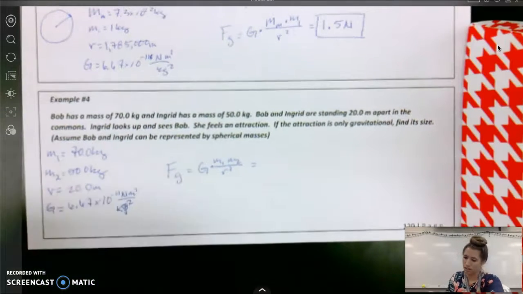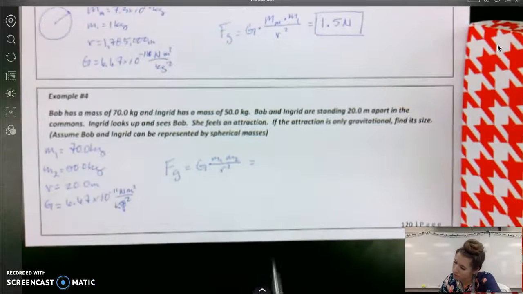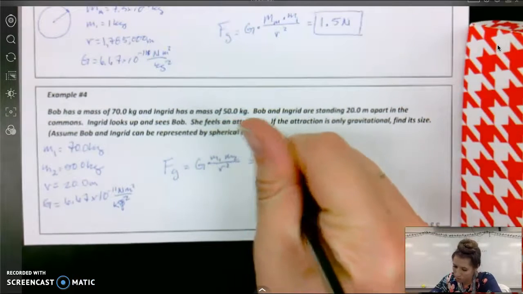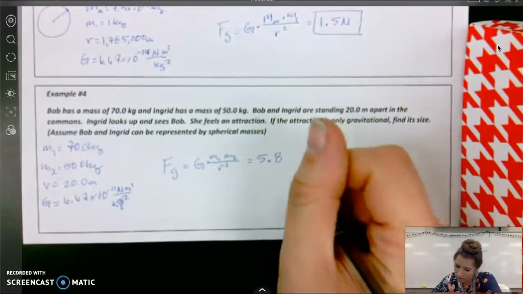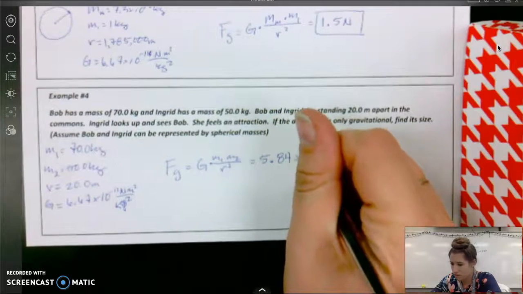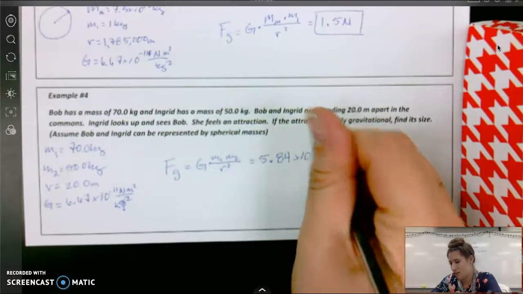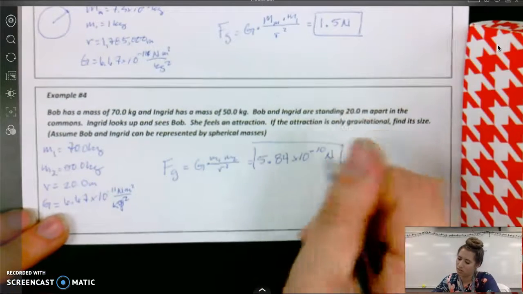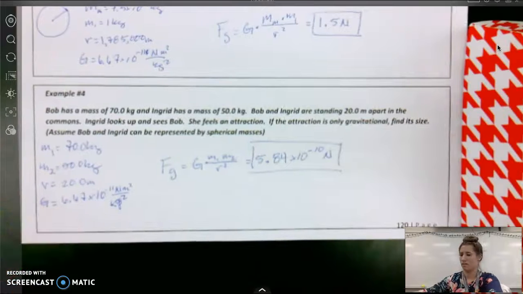Okay, look at how tiny that is. So 3 sig figs, 3 sig figs, 3 sig figs. So 5.84 times 10 to the negative 10 newtons. Okay, awesome.